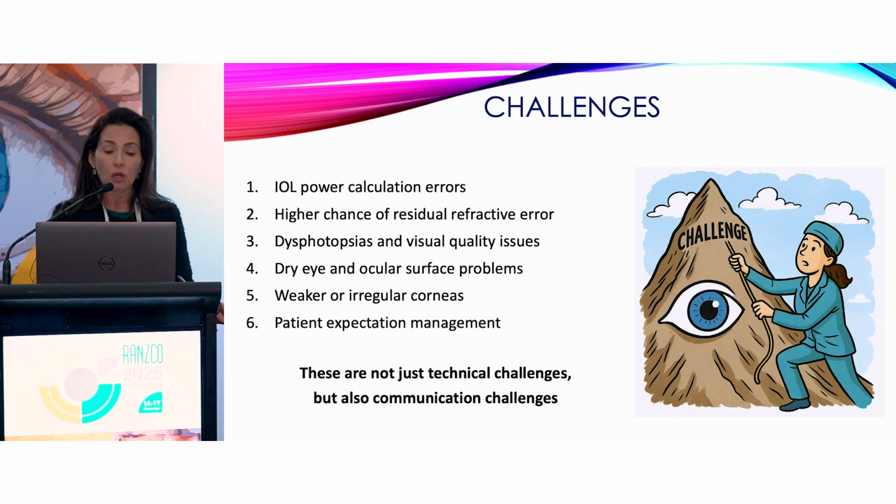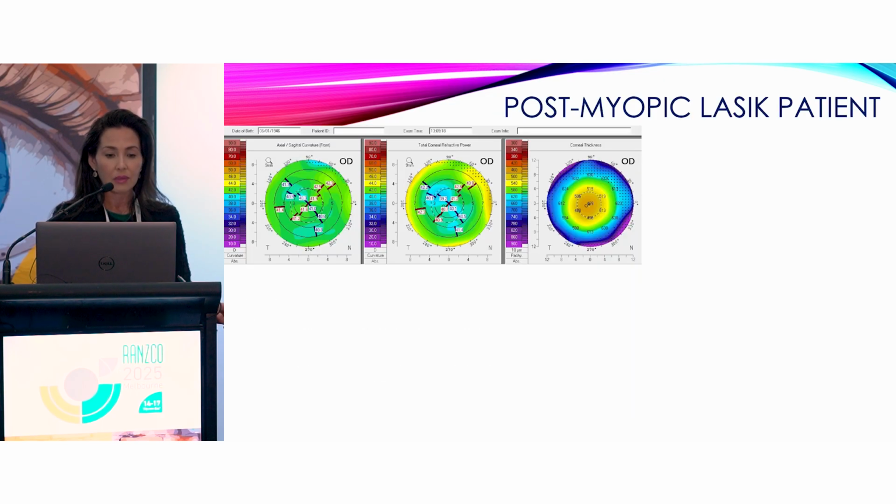There can be dysphotopsias and visual quality issues from the corneal reshaping or ablation. These patients often have dry eye or ocular surface issues and can have weaker or irregular corneas, especially with the earlier LASIK treatments from 20, 30 years ago. And so we have to manage their expectations. It's not just technical challenges, but also communication challenges. And these patients do take more chair time.